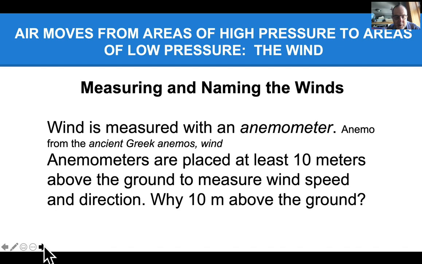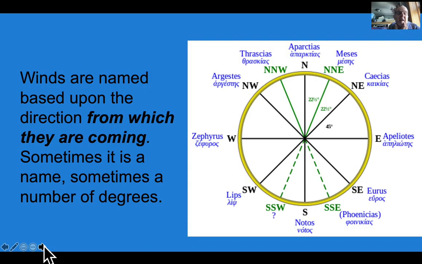Winds are named based upon the direction from which they are coming, not where they're going. Sometimes it's a name, sometimes it's a number of degrees. So, a south wind could also be a wind coming from 180 degrees. A north wind could be also a wind coming from 0 degrees.